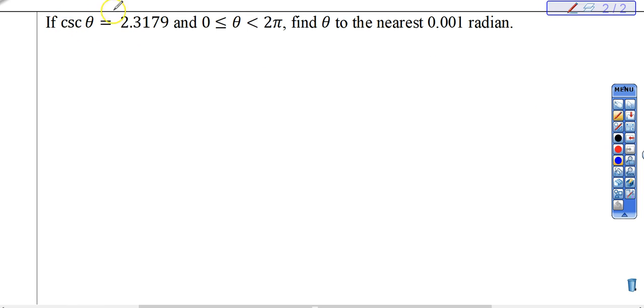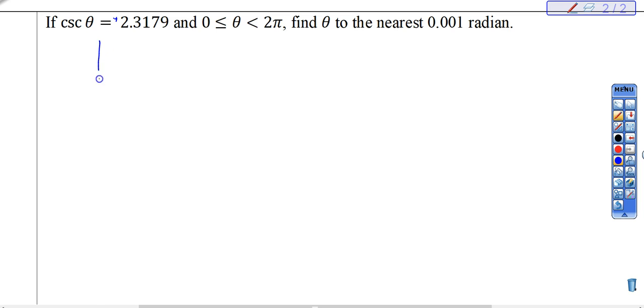If cosecant of theta is positive, that's important, it's a positive 2.3179, and theta is between 0 and 2 pi, so that's a positive rotation, one full revolution. Find theta. I would think find all values of theta to the nearest thousandth of a radian.